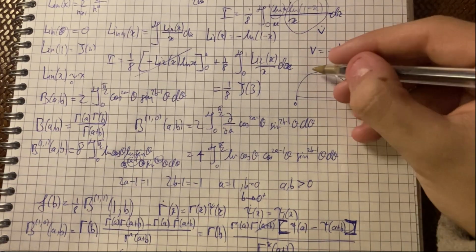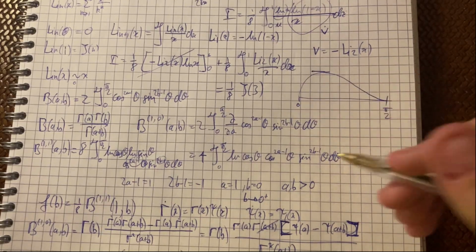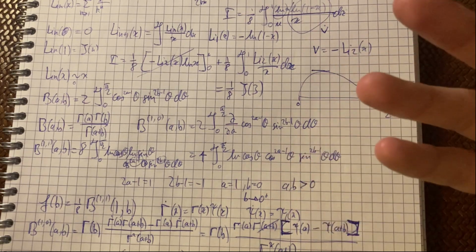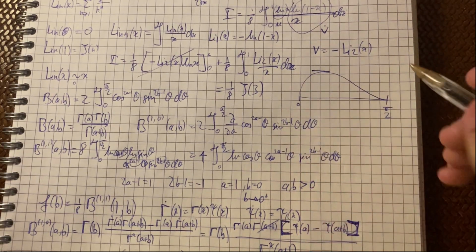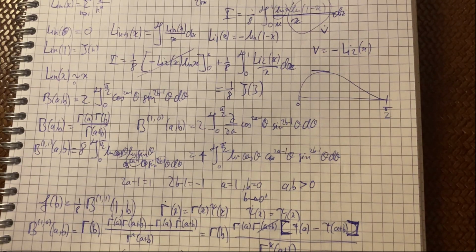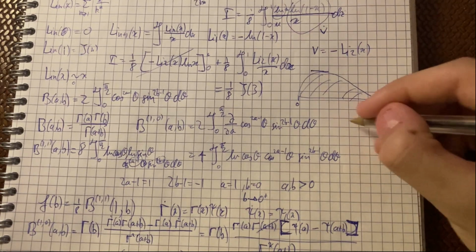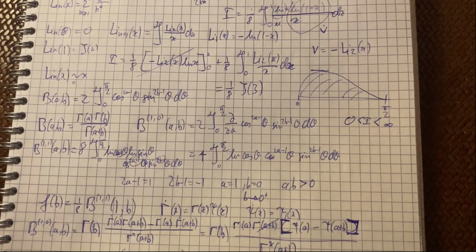Okay, and you see that this integral is finite because it's always greater than 0, except at the bounds, and well, the function is finite, so the integral has to be finite as well. So 0 is smaller than I, smaller than infinity.